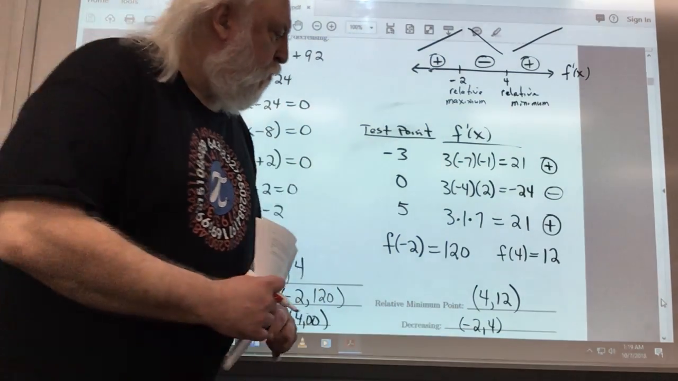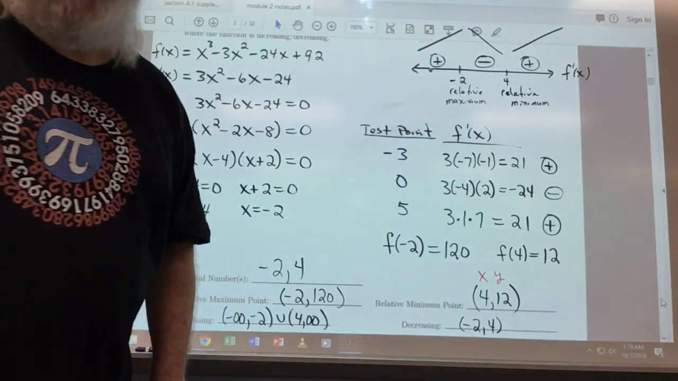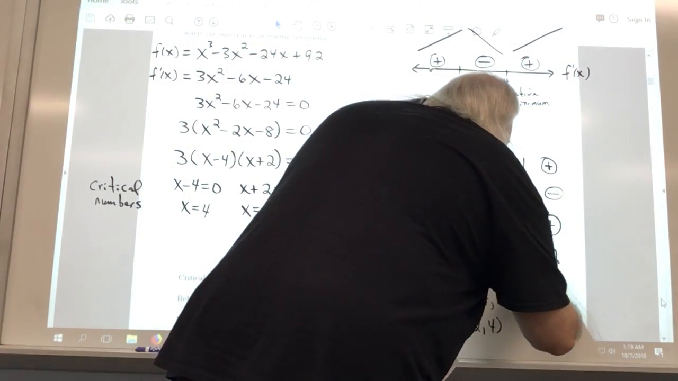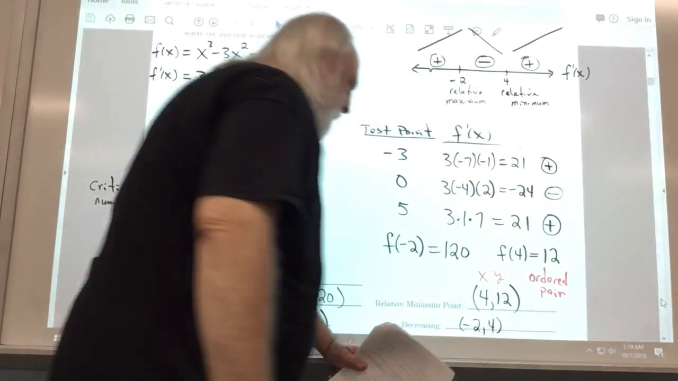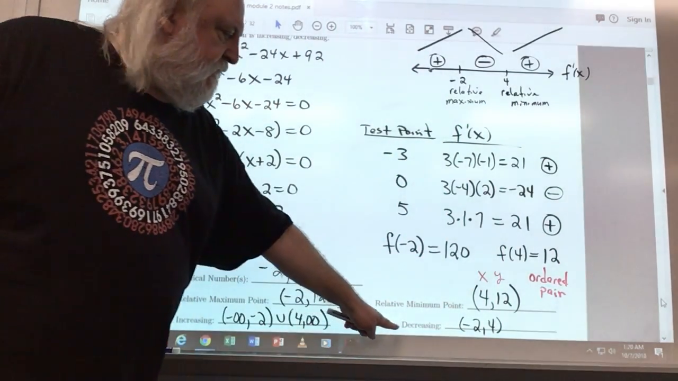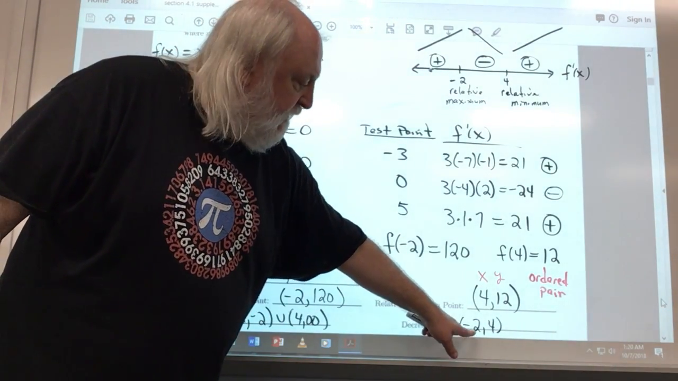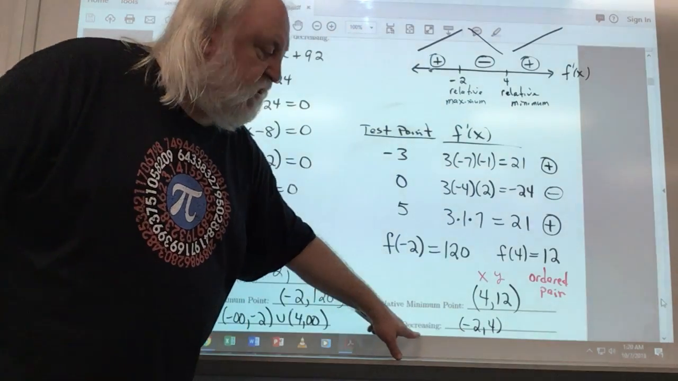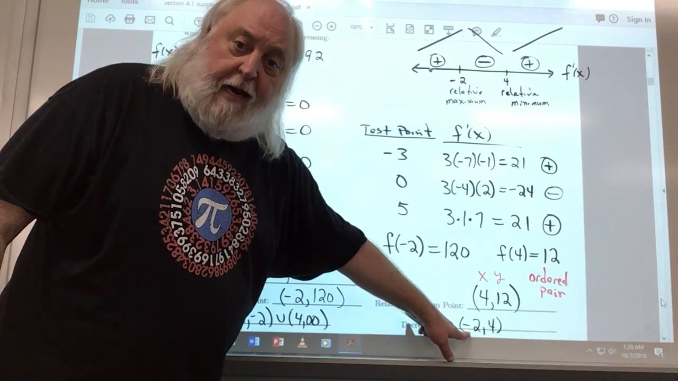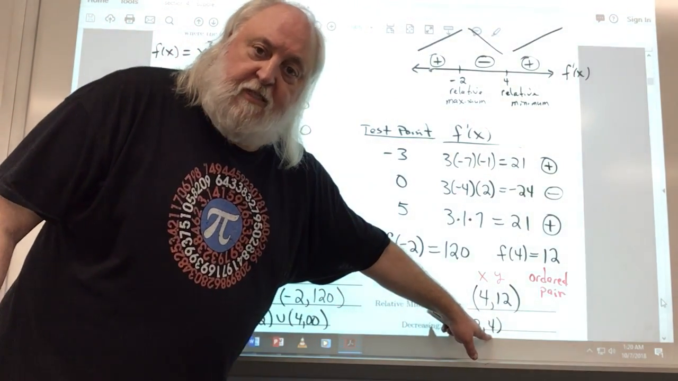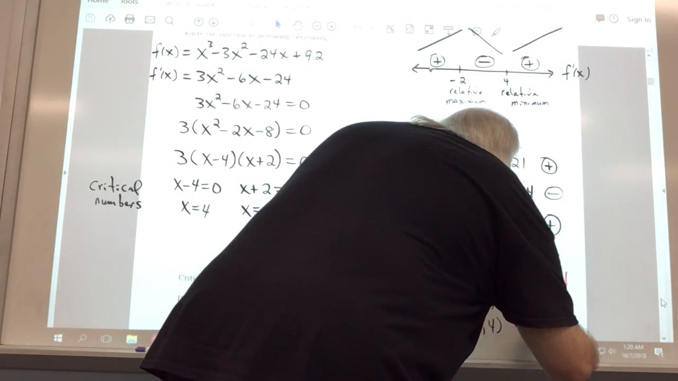But for the relative minimum point, the first number is the x-coordinate and the second number is the y-coordinate. That is what we call an ordered pair. Okay? Where the function is decreasing, that is an interval of numbers. These are the values of x where the function is decreasing. And we're saying that the function is decreasing for x greater than -2 and less than +4. So this is an interval of numbers.